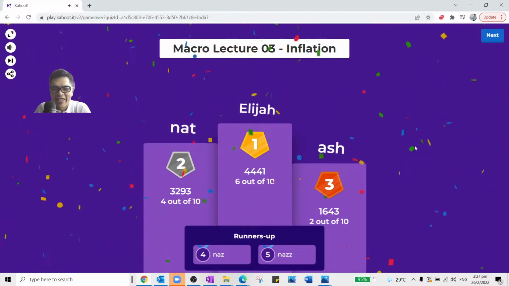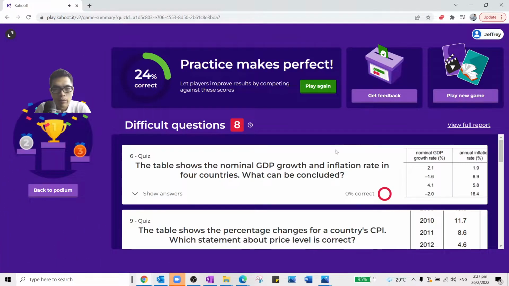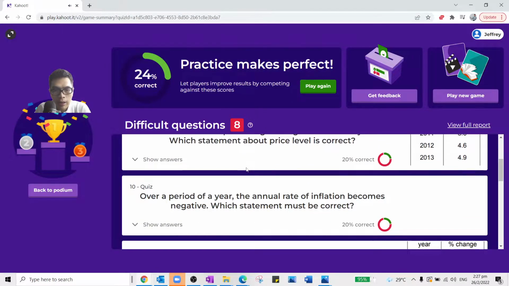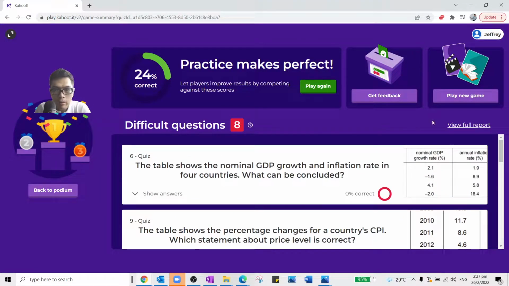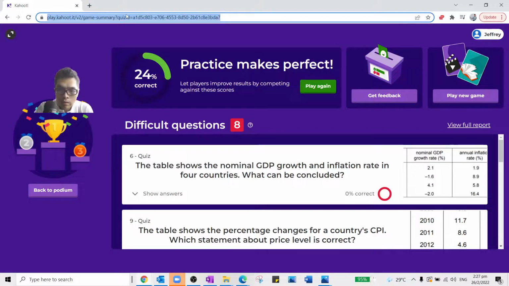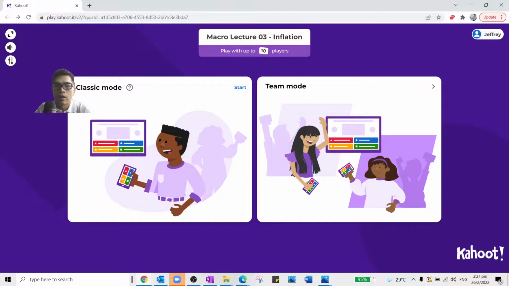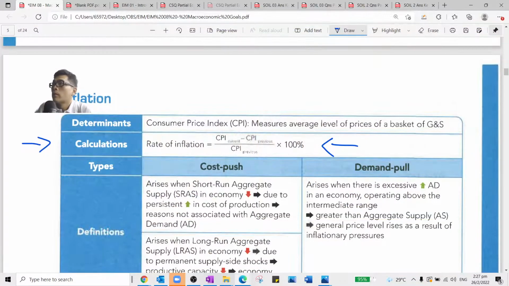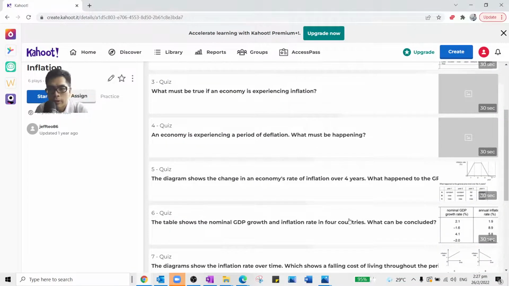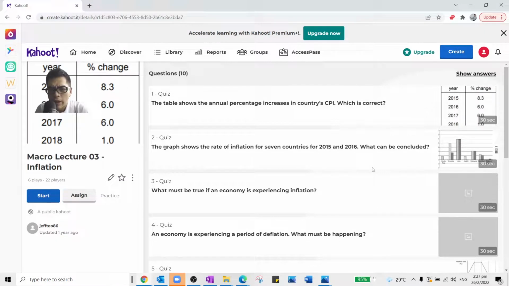Okay, I just want to quickly run through which are the difficult questions. Which are the questions that you guys got wrong? Maybe I'll just use this to address. It's all the diagram questions, right?